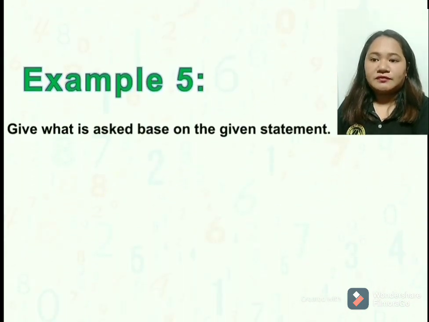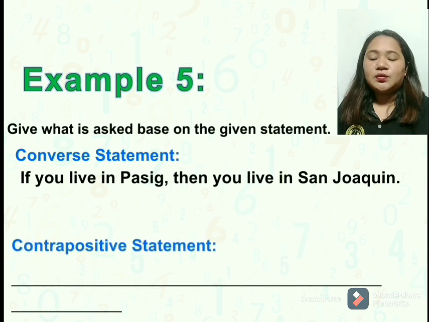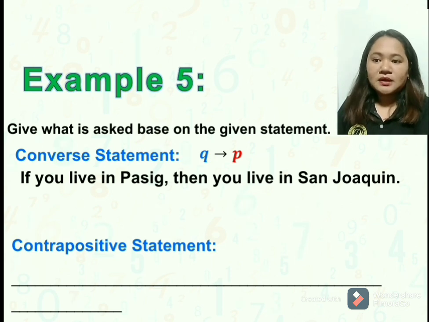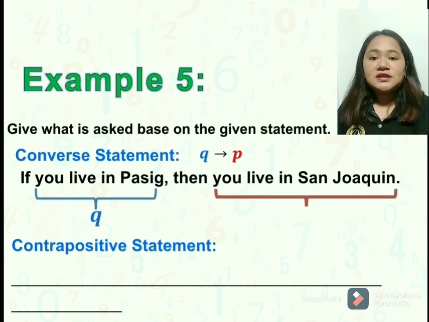Number 5. The given statement is a converse statement. If you live in Pasig, then you live in San Joaquin. We are asked to give the contrapositive statement. The format of converse is Q implies P. Our Q here is you live in Pasig. Then, you live in San Joaquin is the P.